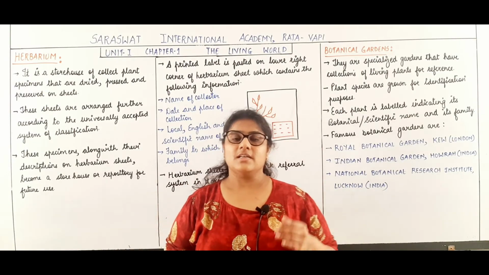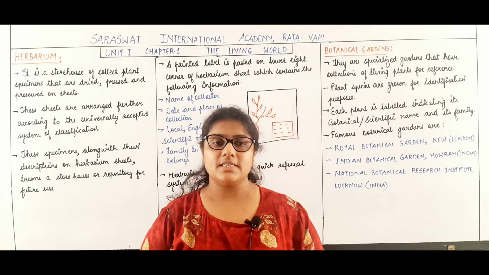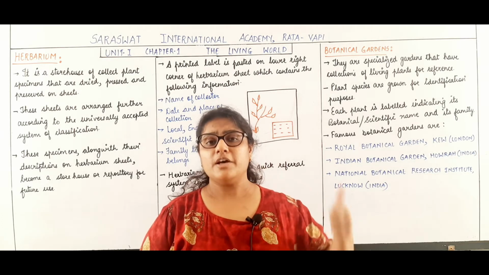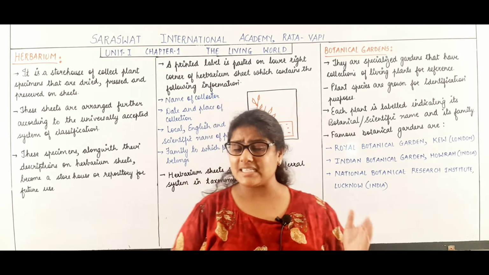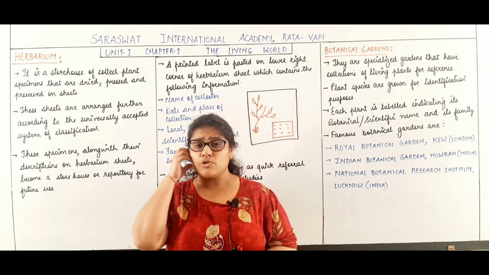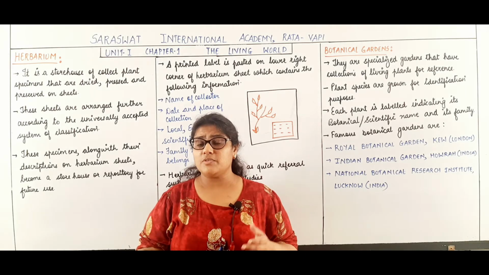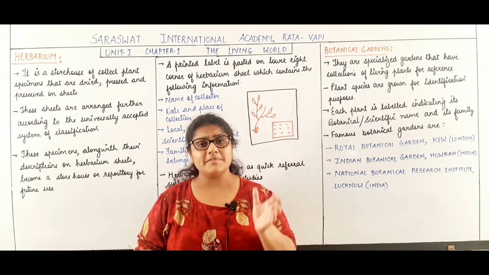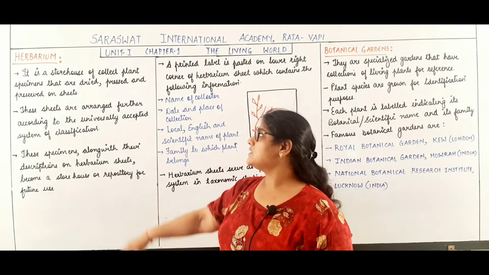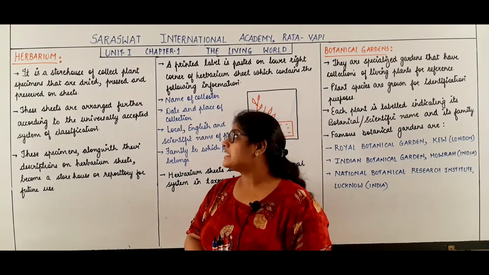Now, students, some of the taxonomical aids I told you are herbarium, botanical gardens, museums, zoological parks, key. Apart from that, monographs, and then there are flora, manuals and catalogues. So, students, we will study all these taxonomical aids in brief. First of all, we will study the herbarium.